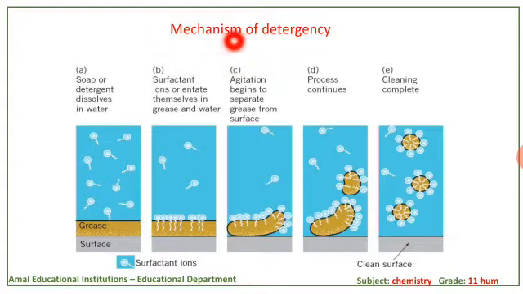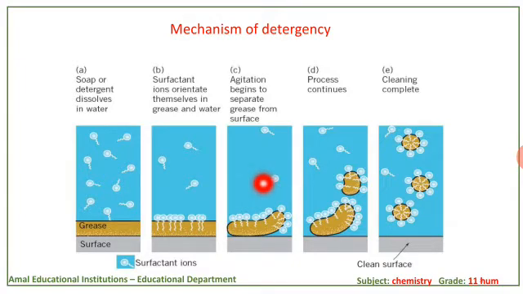Here is the mechanism of detergency. This summarizes what I've explained about the mechanism of detergency. First of all, soap or detergent dissolves in water. Here we have a surface and the grease or oil. You can consider it as oil or dirt. In the second step, surfactant ions orient themselves in grease and water. So here the tail is toward the oil or the dirt, since it is hydrophobic, and the head is oriented toward water since it is hydrophilic.